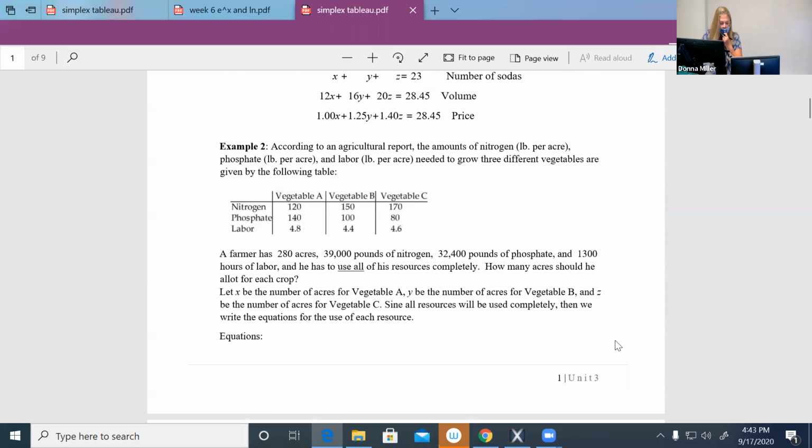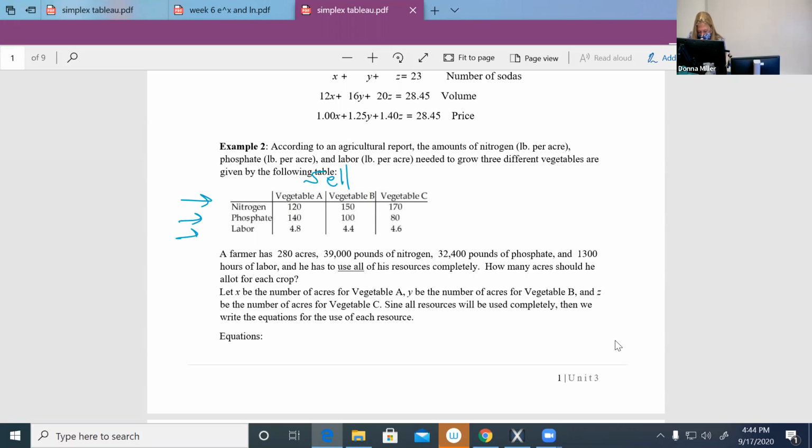Now, some of these problems are nice because they give you a table like this. It's mostly all set up for you. This problem says, according to an agricultural report, the amounts of nitrogen per acre, phosphate per acre, and labor are needed to grow 3 different vegetables. Look at the table they set up. This is what I'm selling, vegetables, and this is what I need to make them: nitrogen, phosphate, and labor. There's my resources. What's missing is the total column.